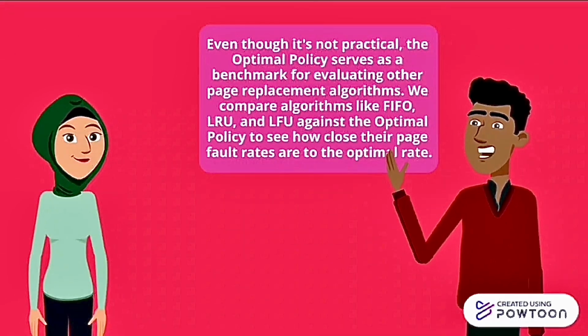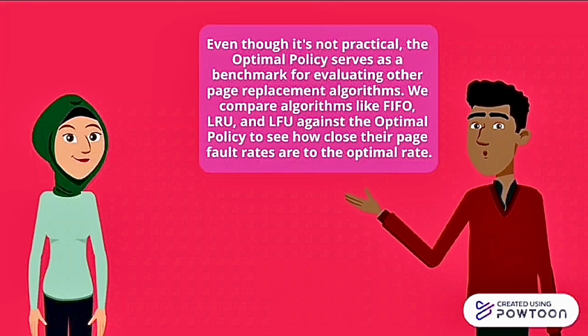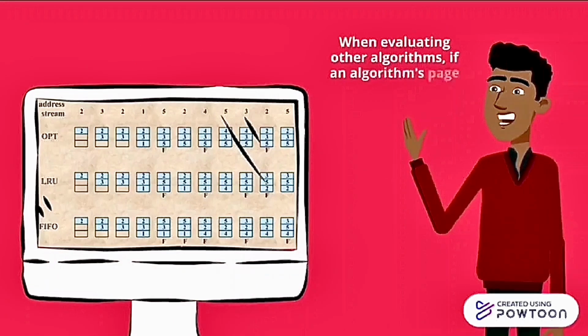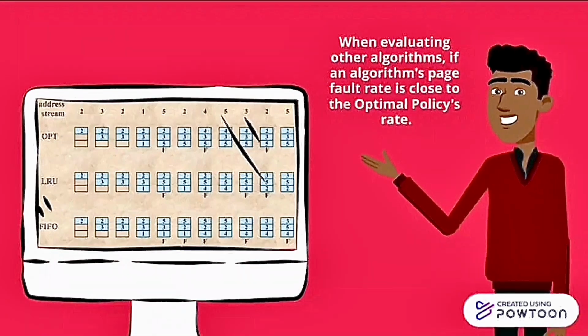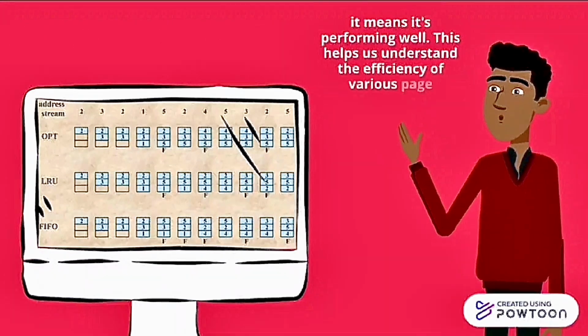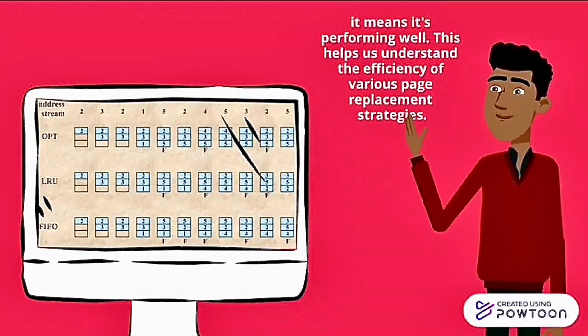We compare the algorithms against the optimal policy to see how close their page fault rates are to the optimal rate. When evaluating other algorithms, if an algorithm's page fault rate is close to the optimal policy's rate, it means it's performing well. This helps us understand the efficiency of various page replacement strategies.